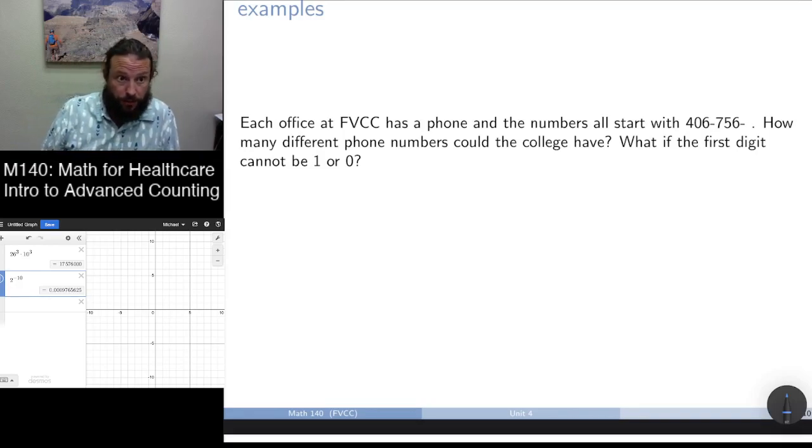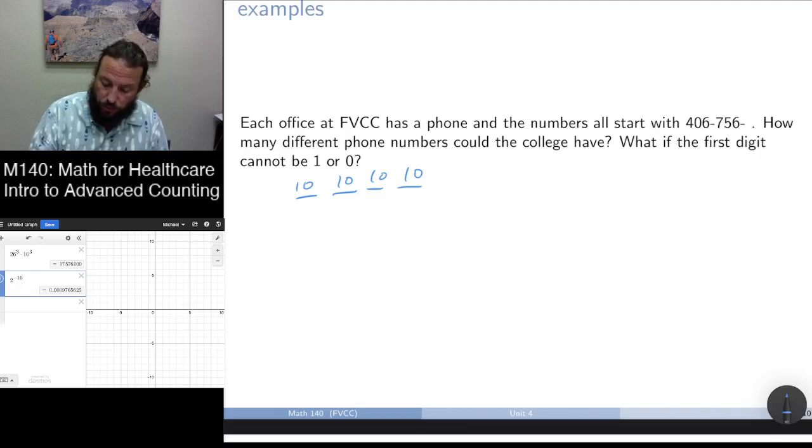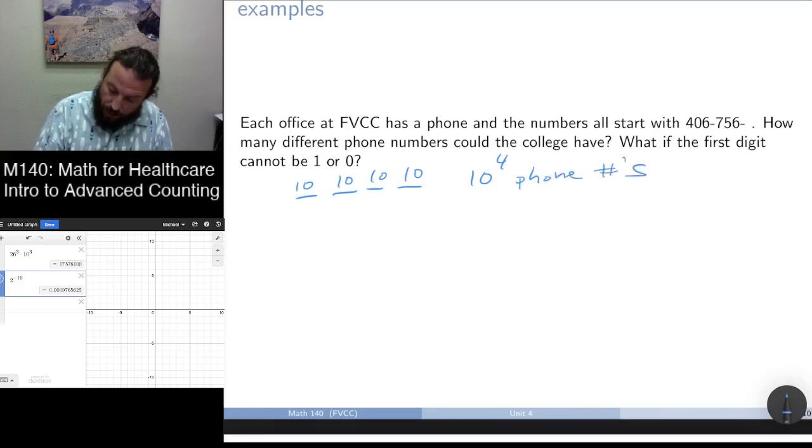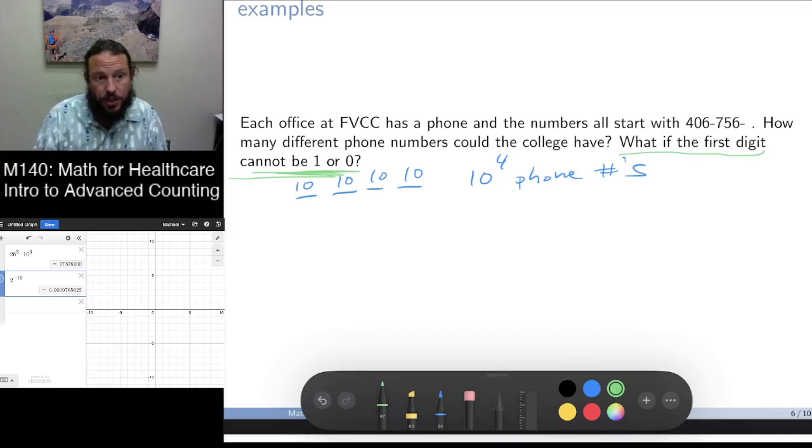Here, basically, we could think of this as counting the number of 4-digit numbers, any 4 digits. Again, we have 4 different digits, and there are 10 possibilities for each. So if there are no restrictions, what do we get? 10 to the 4th, again 10,000 phone numbers. Now, what about the second part? Let's concentrate on that now. Maybe I'll do it in a different color to separate it here. What if the first digit cannot be a 1 or 0? How does that change things?